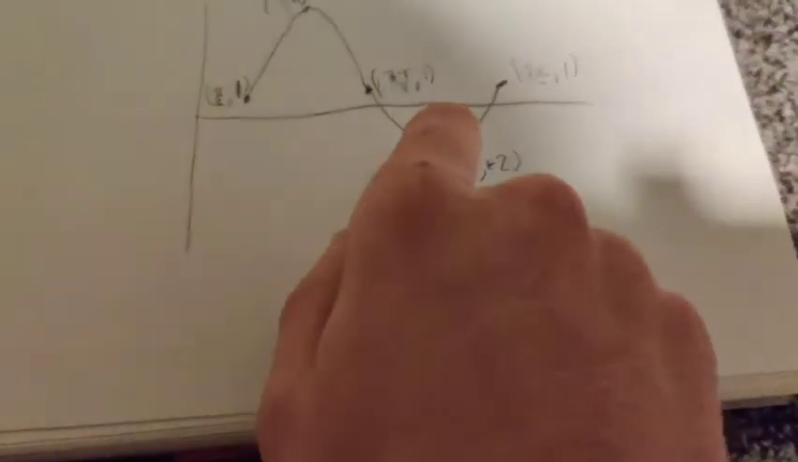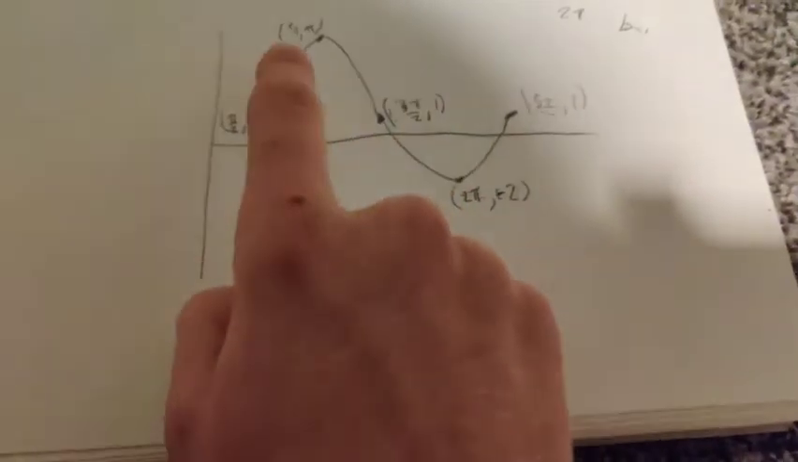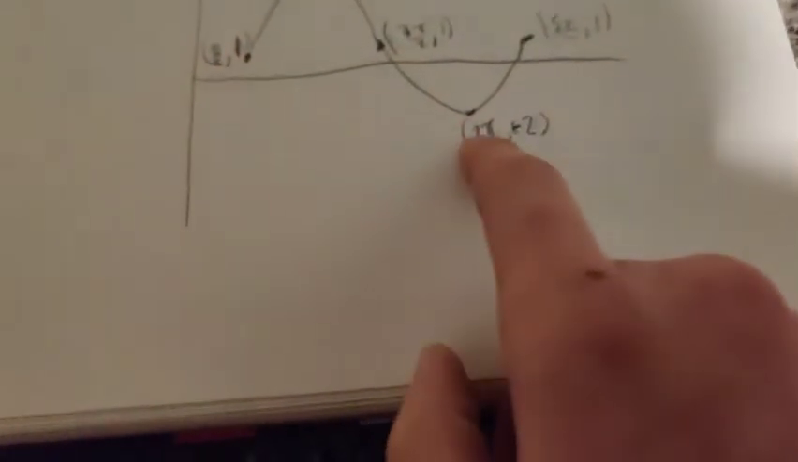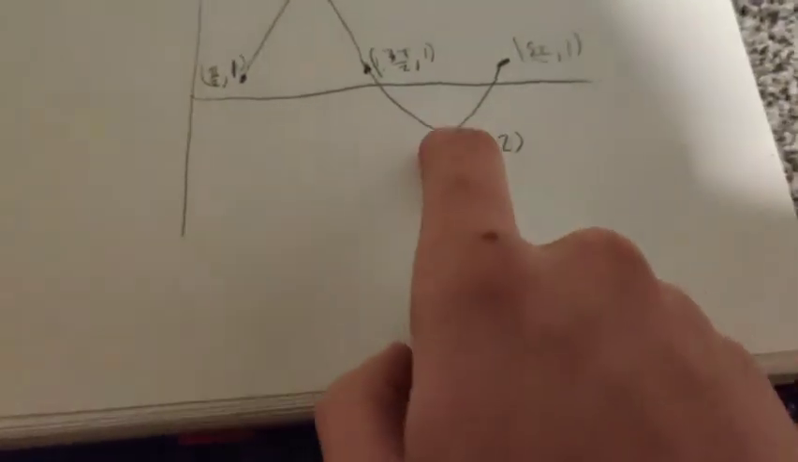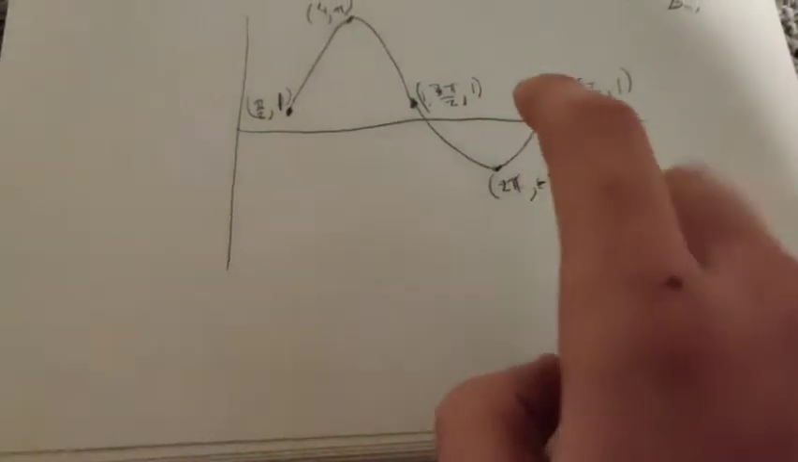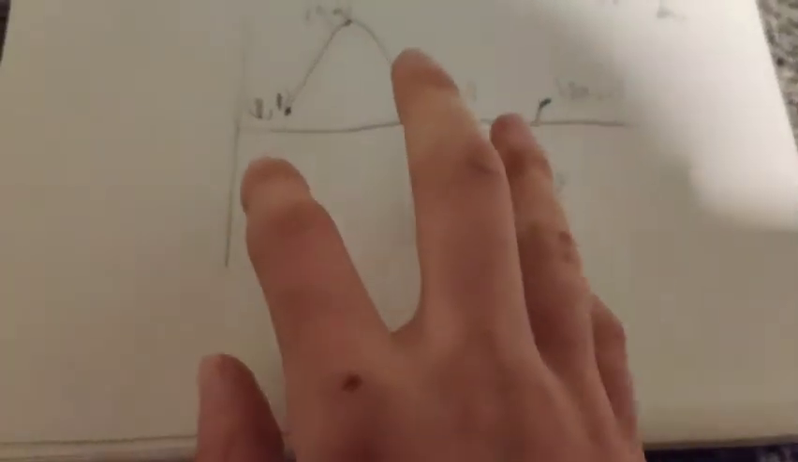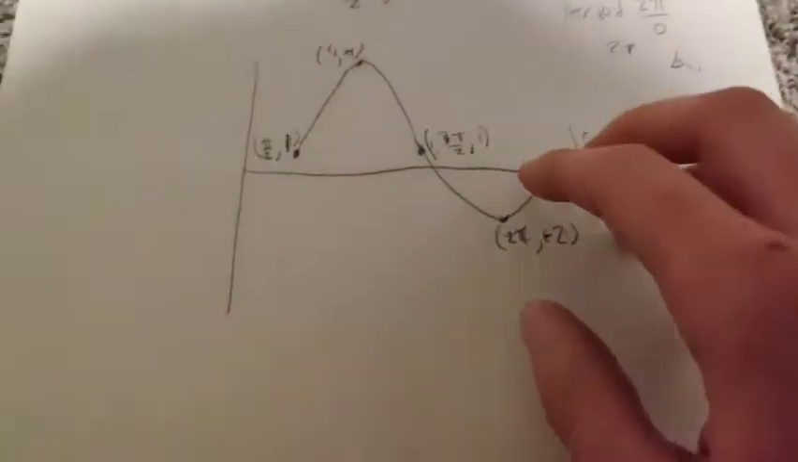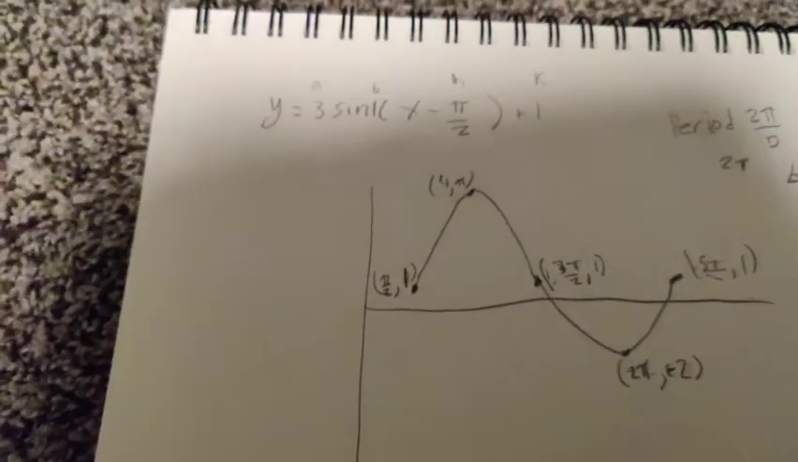and then you find the high and the low point, and the high point is pi, comma 4, and then the low point is 2 pi, comma negative 2, and then you draw these lines for the graph, and then you have your sine graph.